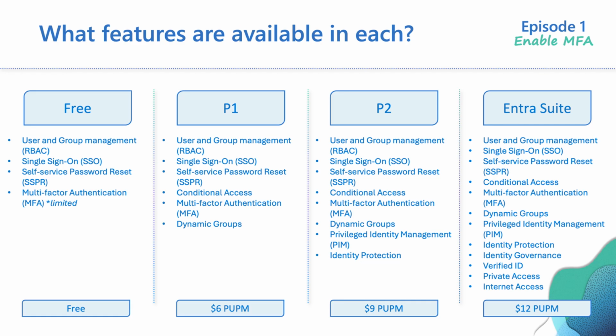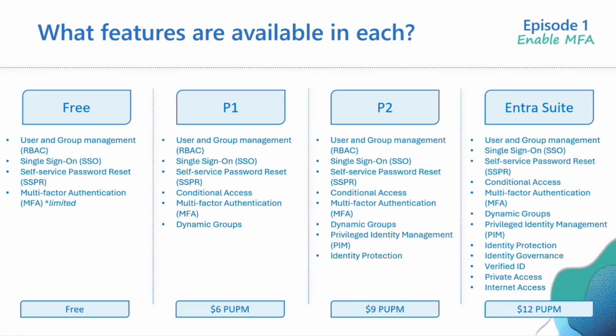For implementing conditional access, it's crucial to also understand what features are available in each Entra ID tier or license. So Entra does offer a free tier with user and group management features, or otherwise known as role-based access controls, or RBAC, SSO, or single sign-on, self-service password reset, or SSPR, and then, of course, our beloved MFA, or multi-factor authentication.